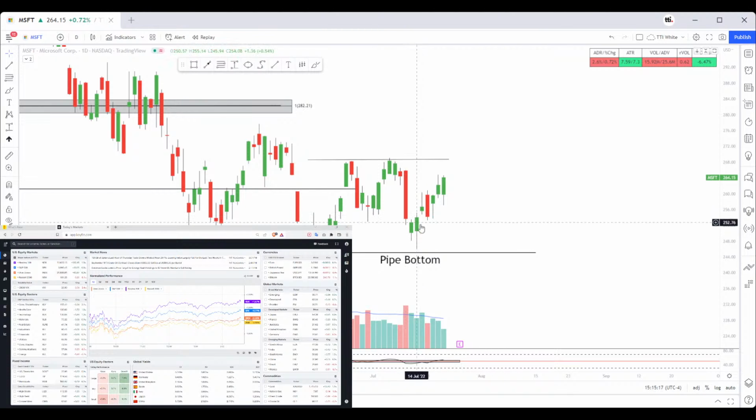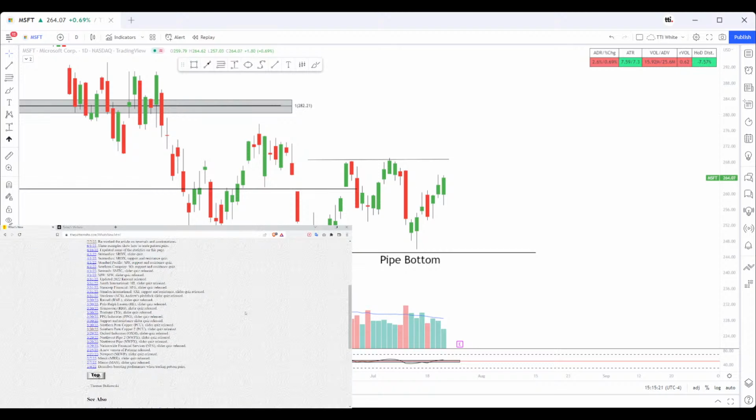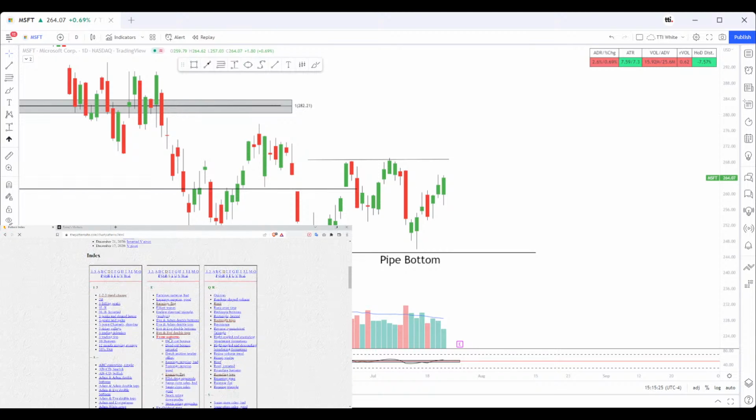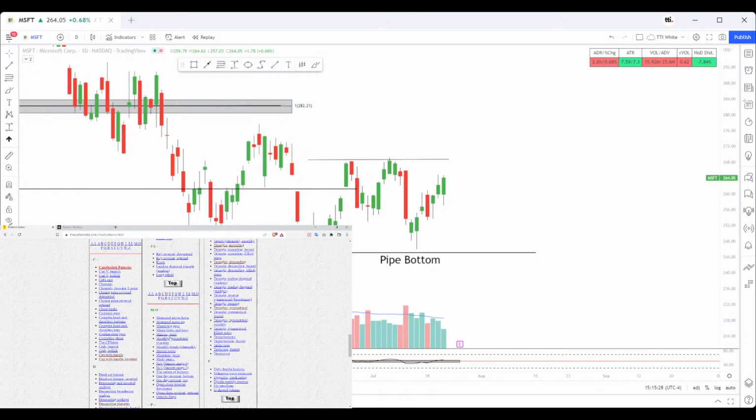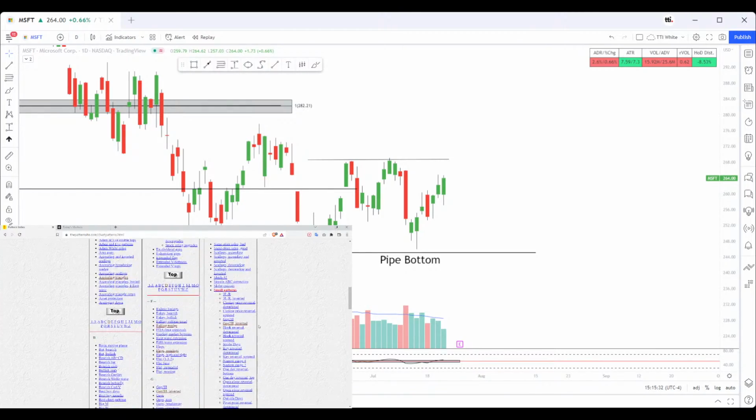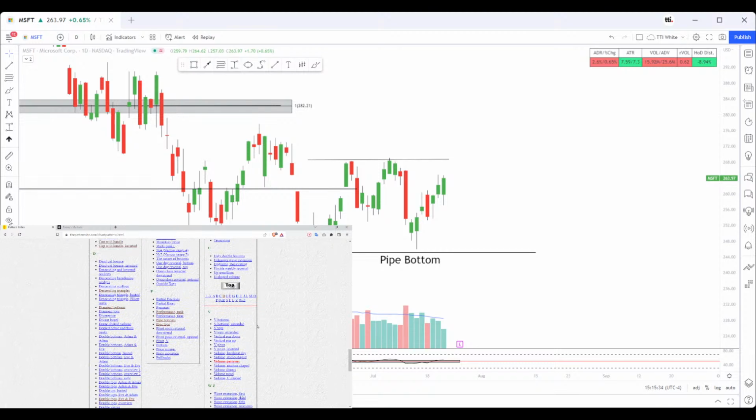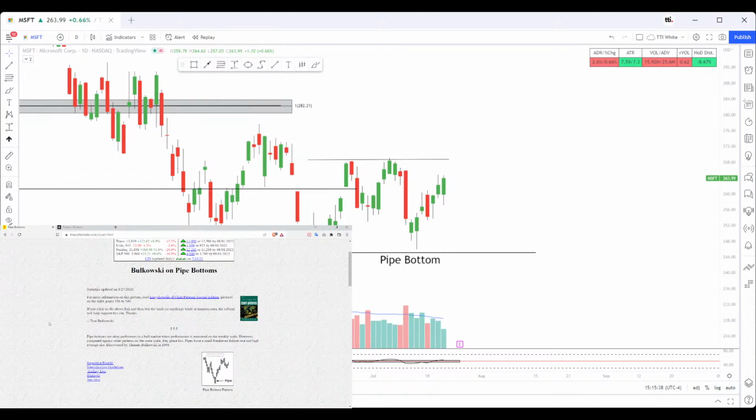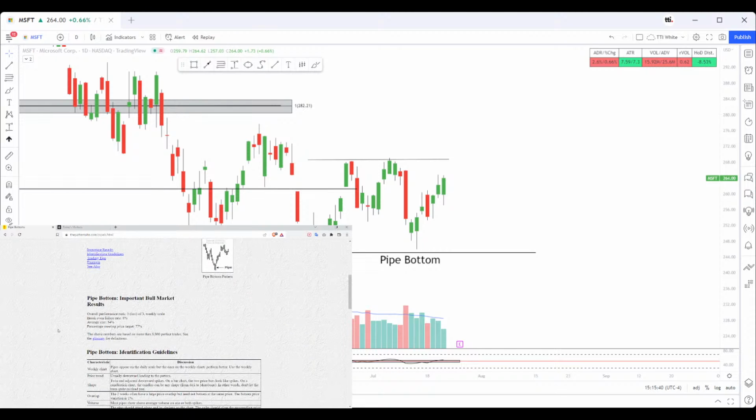So the pipe bottom here. Here's my question. Matter of fact, I'm not going to ask you. I'm going to look it up, and then I will tell you if there's a difference. I want to know what the difference is between a pipe bottom and a tweezer bottom. So obviously a tweezer bottom is going to be... Yes, you are correct. Pipe bottom is technically a chart pattern, and a tweezer bottom is going to be a candlestick pattern. Maybe that's the difference.